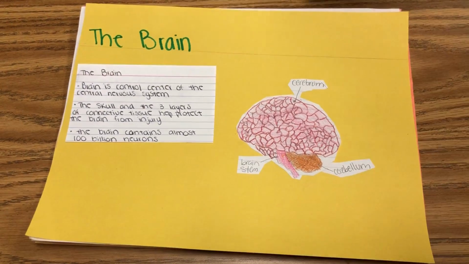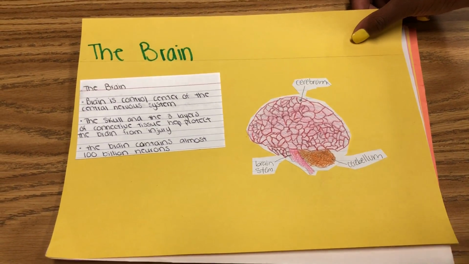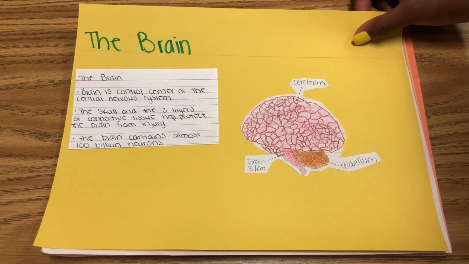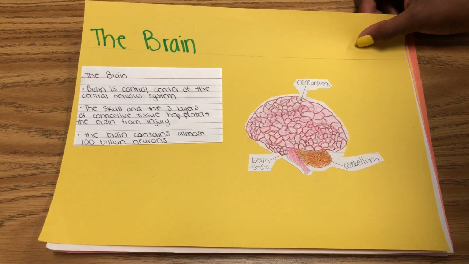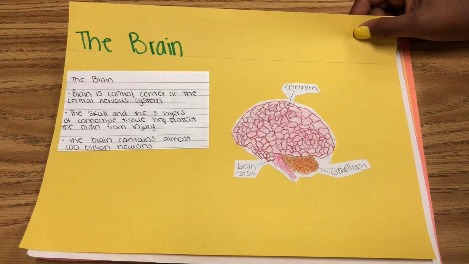The brain is the control center of the central nervous system. It has almost 100 billion neurons. Each neuron may receive up to 10,000 messages from other neurons and may send them to about 1,000 more. Three layers of connective tissue under the skull cover the brain. The skull and the connective tissue help protect the brain from injury.